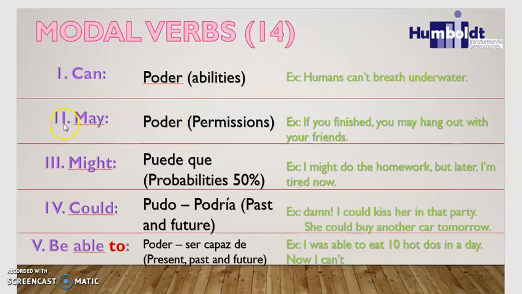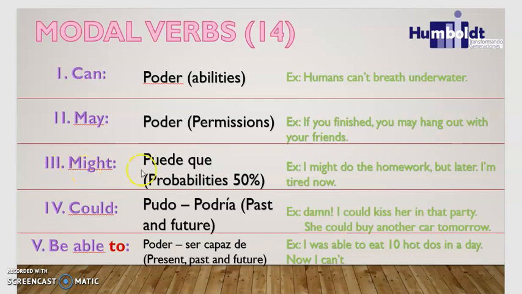Okay, so the number two is may. In here we use it for speaking about poder, the same, but the difference is that we use it for permissions, right? So if you want to ask for something. Example: if you finished, you may hang out with your friends. Si terminaste, puedes salir a departir con tus amigos, right? Easy peasy.